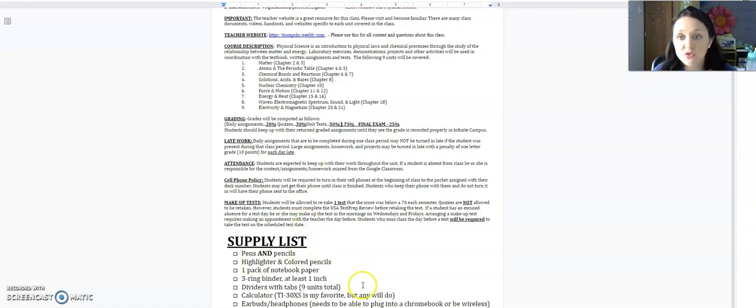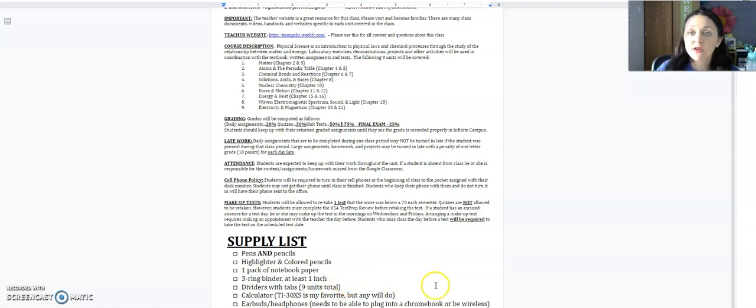Now, supply list. This is really important. It's important that you come to class prepared. We need pens and pencils that you can use for every class. A highlighter. You need at least one highlighter and colored pencils. Some notebook paper. We won't use this a lot, but you do need some notebook paper. You need a 3-ring binder at least 1 inch for this class. And it needs to have 9 dividers in it. We are going to have 9 units. We will put things behind every single unit, so just be sure you have a 3-ring binder with some paper in it and 9 tabs.